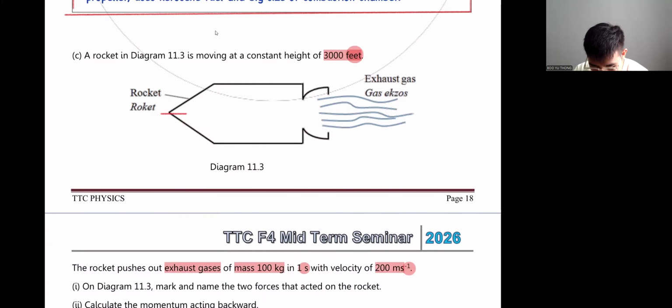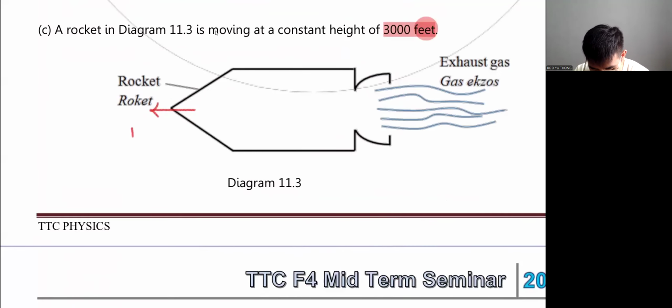So the force that is pushing the rocket forward is called forward thrust, or you can also call it the engine thrust, or thrust force. Forward thrust. Okay, the thrust force pushing the rocket forward. Okay, forward thrust. Like this.